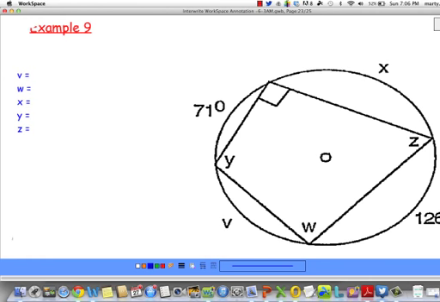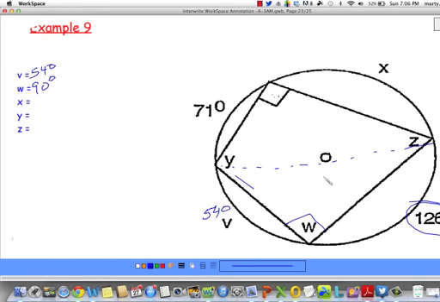Remember when we have a quadrilateral inscribed inside a circle, it's cyclic. That means that the opposite angles are going to be supplementary. So immediately, if that's 90 degrees, this is 90 degrees. W has to be 90 degrees. I also can see that if this is 90 degrees, it's intercepting 180 degrees. So if that's 126, this is going to have to be 54 degrees. So V is 54 degrees.